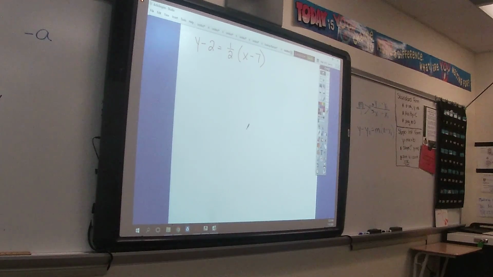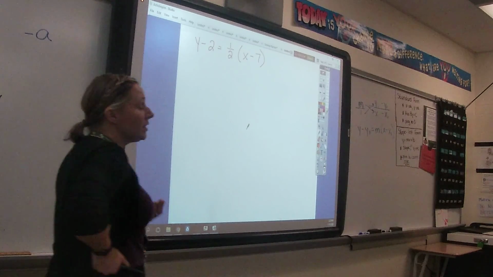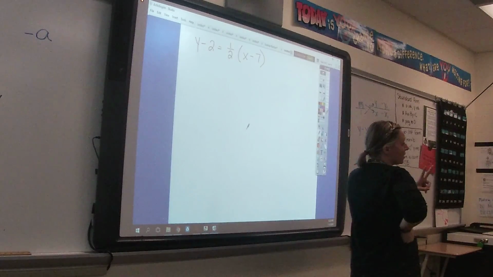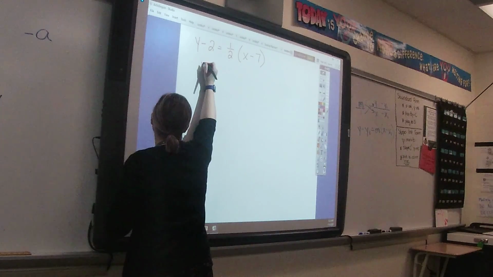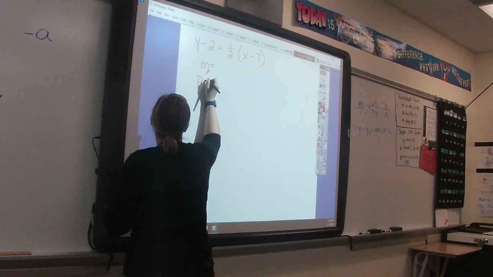We should be able to look at this now and agree that this is in point slope form. Okay, which means if it's in point slope form, there are two things that we can find. We can find a slope and we can find a point. The point would be 7, 2.